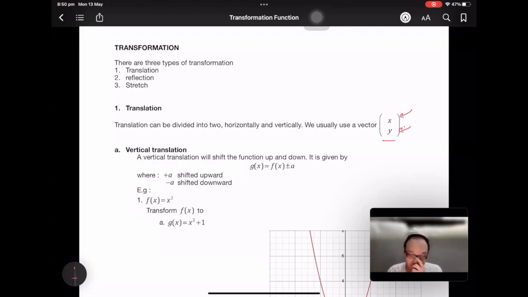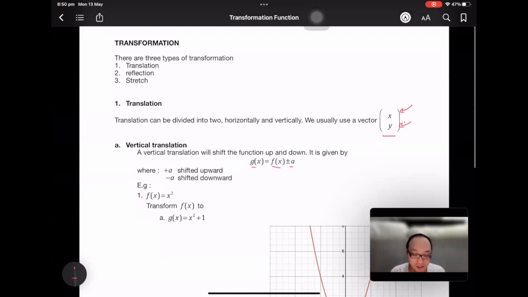A vertical translation will shift the function up and down. We have the general form of the vertical translation: g(x) equals the original function f(x) plus or minus a, where a is a constant. If a is positive, the function will be lifted up. If a is negative, the function will be shifted downwards.